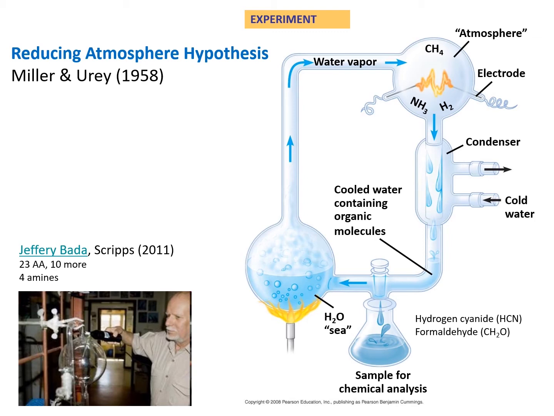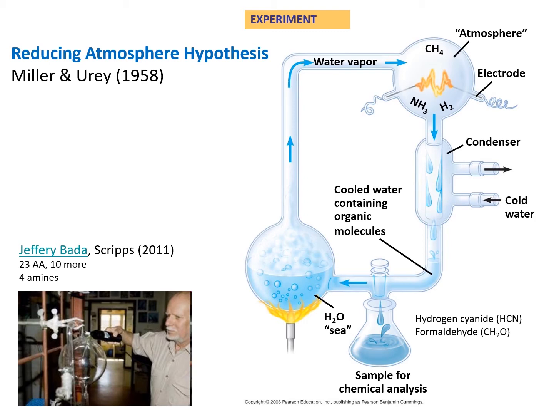So if we jump forward to the early 2000s, I guess 2010, 2011, right? Jeffrey Bada down at Scripps said, let's test Miller and Urey's hypothesis. And so what he and his group did was they were actually able to find additional amino acids, 10 more than what Miller and Urey were able to discover. And they were also able to synthesize 4 amines from it. So that was completely different from what Miller and Urey found.